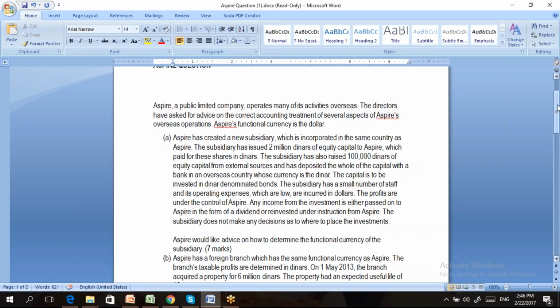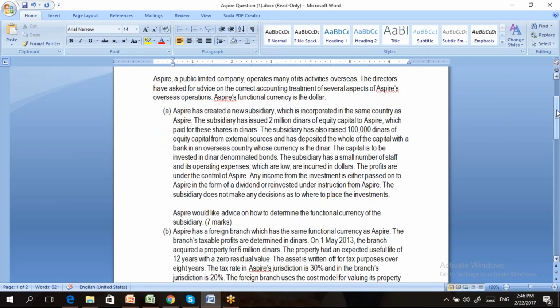The directors would like advice on how to determine the functional currency of the subsidiary. I want you to notice that they have used very clearly the words how to determine. The answer looks very clear, but a one-word answer won't help. The question is how to determine the functional currency. So you have to talk about IAS 21 and a little about how to determine the functional currency.